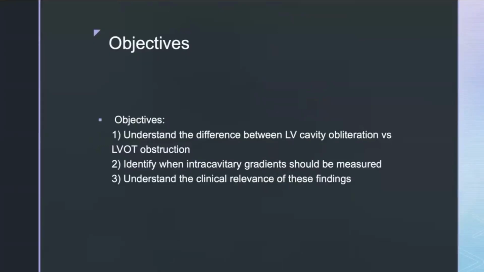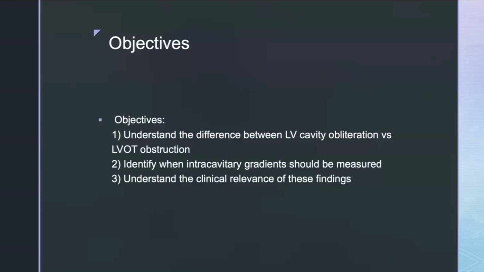So the objectives today are to understand the difference between when there's true obstruction in the LVOT or in the left ventricular cavity, and a term we're going to describe as left cavitary obliteration. I'll explain what that is and why it matters to differentiate the two. My hope is that by the end of this talk, you'll know when it's important to measure these gradients. And then we'll also touch a little bit on why it matters, or if it matters at all.